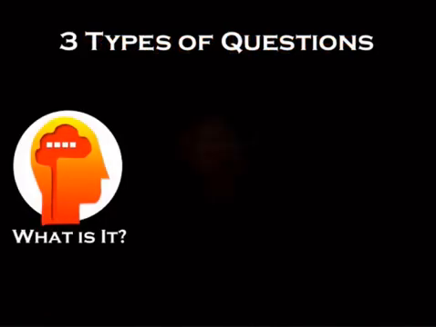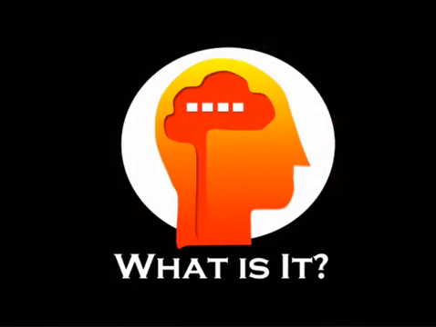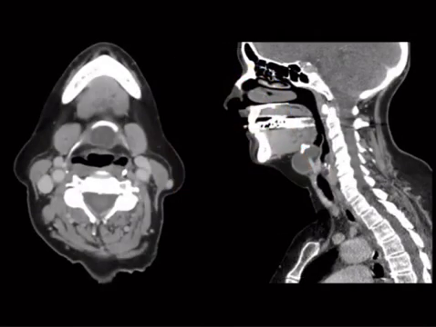So just like in other modules, there's three basic types of questions. Starting out with a what is it question. So here we go. We've got an axial and a sagittal CT. We notice that it's contrasted. That's important. I'll touch on that a little bit more. But the first thing you should do, identify the sequence. It is indeed contrasted. Contrast is clearly seen in the vessels.